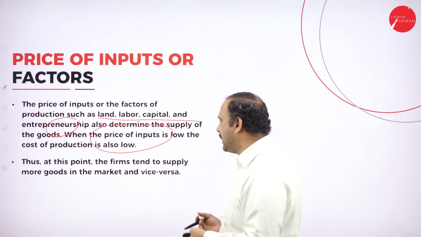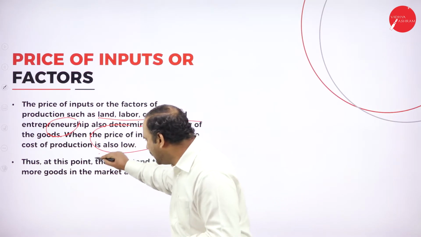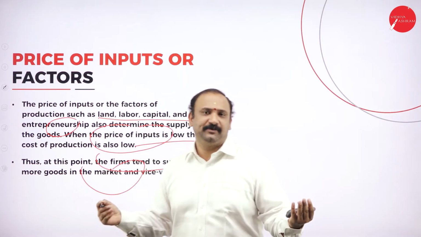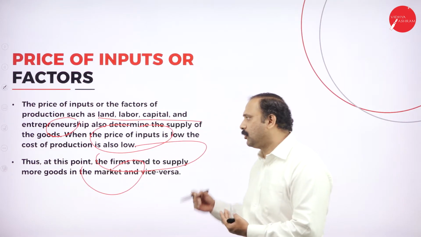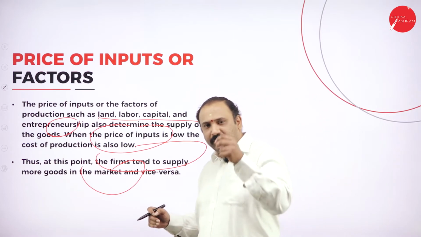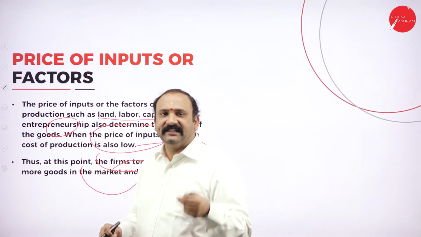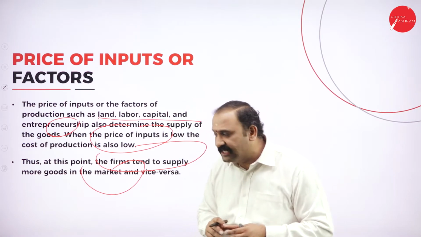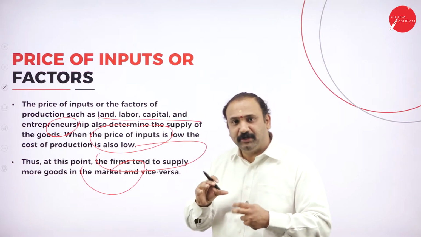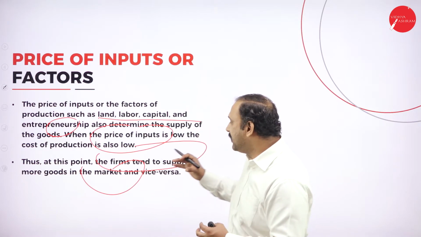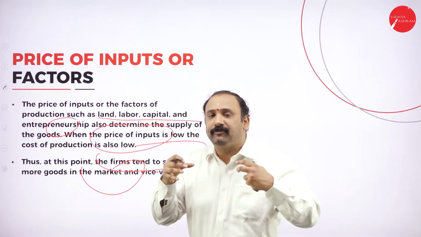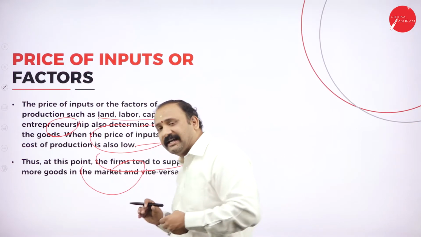Now, the other thing that I see here is that firms tend to supply more goods to the market, and vice versa. This is very, very important for all of us. Why? Because when you understand this factor clearly, you will see that firms are trying to supply more goods and come up to the market because they are now flooded with land, labor, and capital.